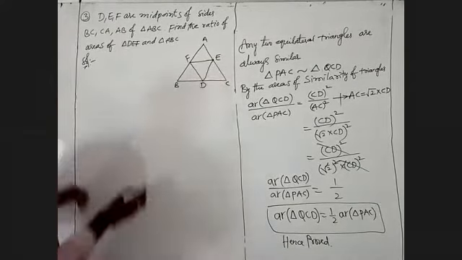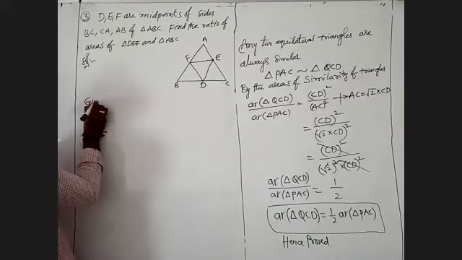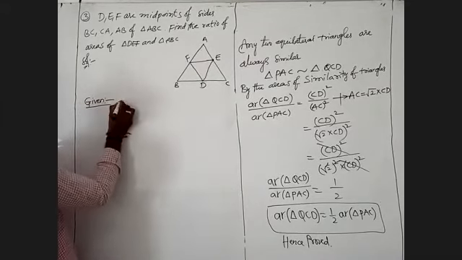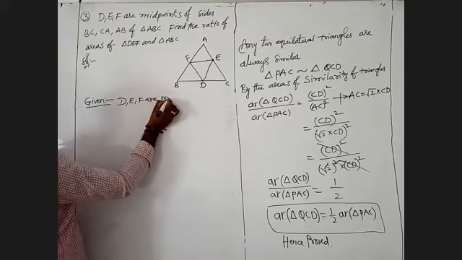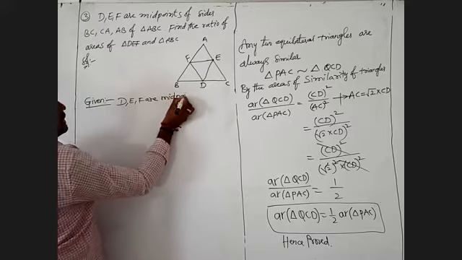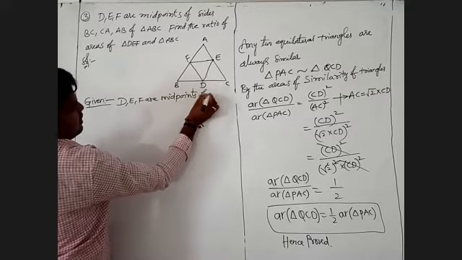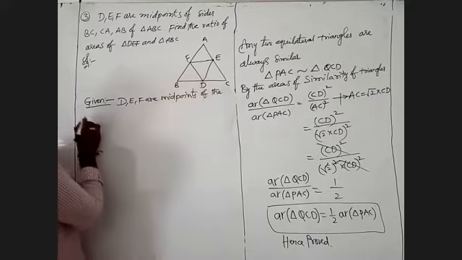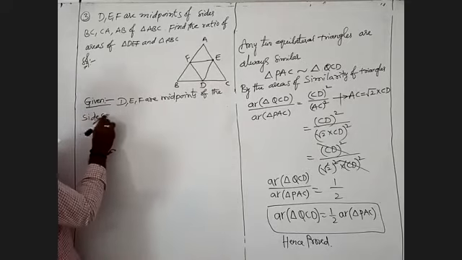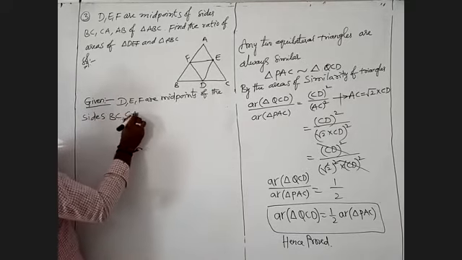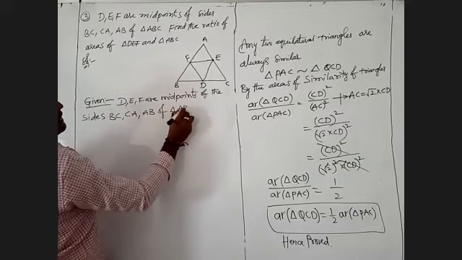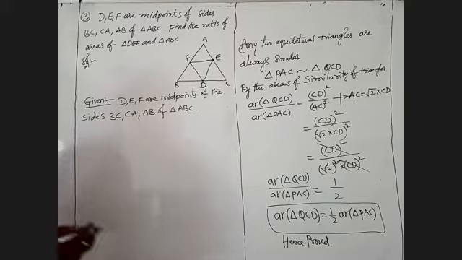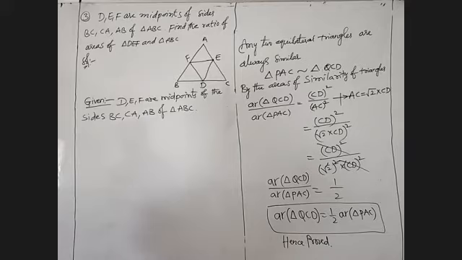I will write the given statement. What is the given? D, E, F are midpoints of the sides BC, CA, AB of triangle ABC.